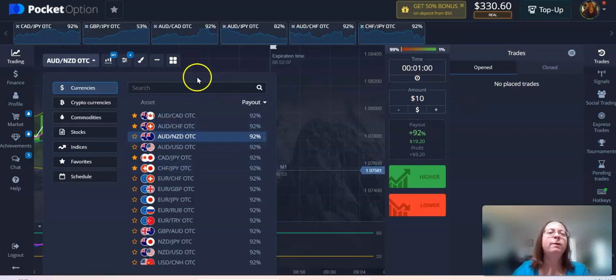And if you want them to appear up here like I have mine, you just click on the star beside it and it will put them there, or you can also click on the currency and just go down the list.